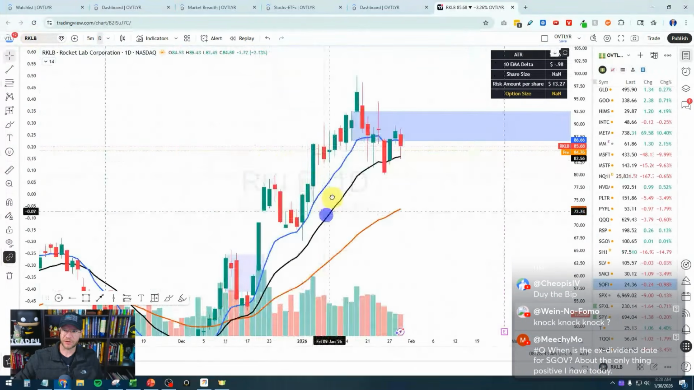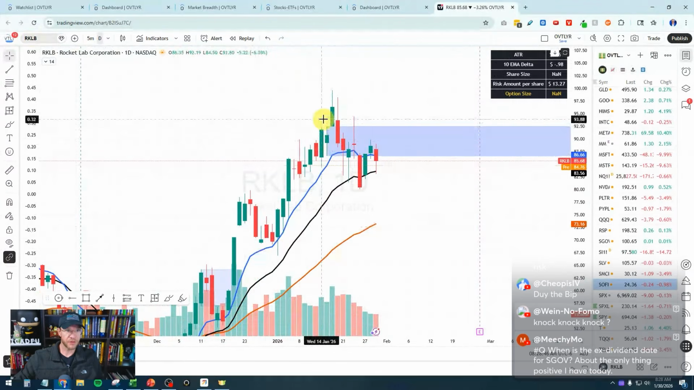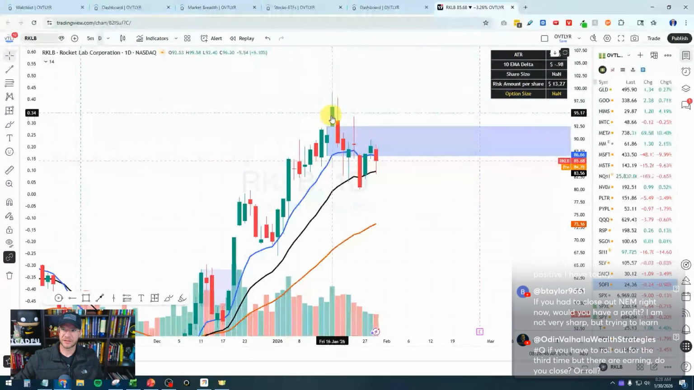Well, think of it this way, right? These people who were letting it run, and maybe you're included in that, are now stuck, right? We had a little order block that got created.